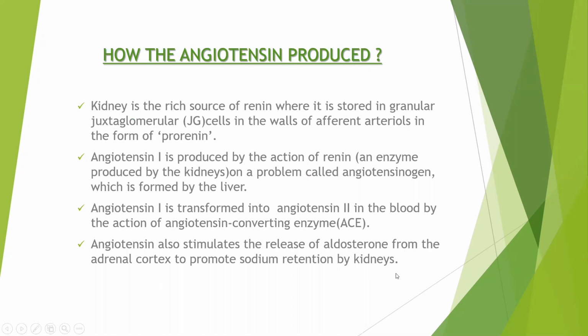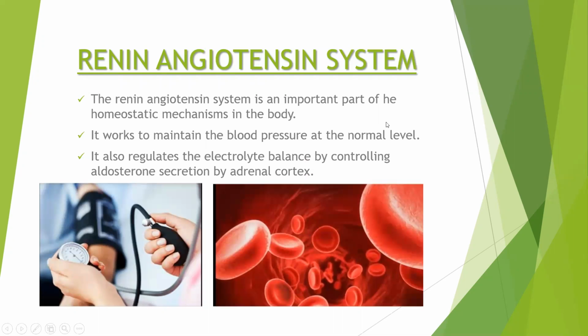Then we have to see the renin-angiotensin system. The renin-angiotensin system is an important part of the homeostatic mechanisms in the body. It works to maintain the blood pressure at the normal level. It also regulates the electrolyte balance by controlling aldosterone secretion by the adrenal cortex.